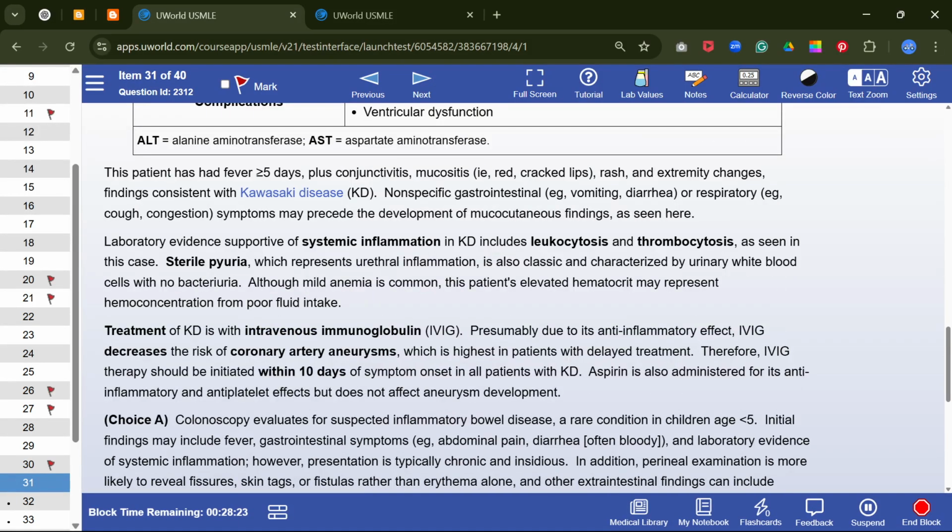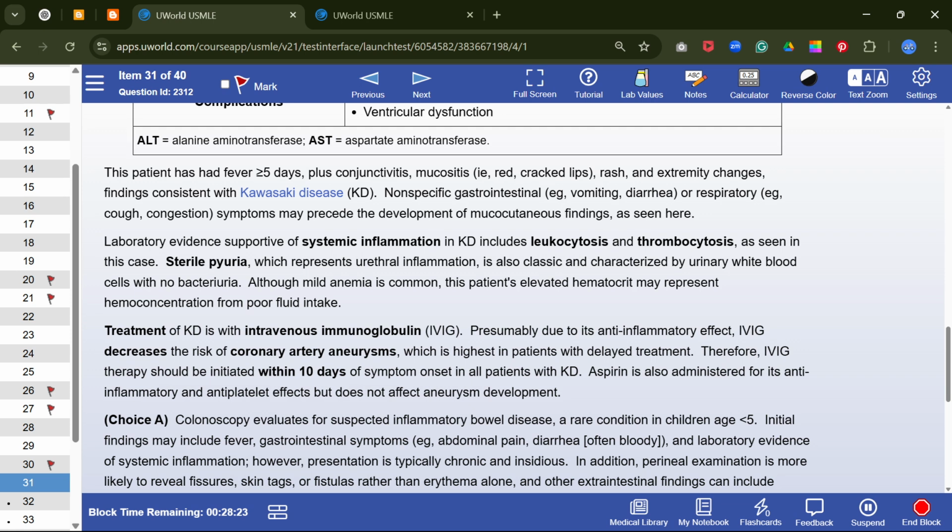Okay, this patient has fever for 5 or more days plus conjunctivitis, mucositis, rash, and extremity changes consistent with Kawasaki disease. Non-specific gastrointestinal (vomiting, diarrhea) or respiratory (cough) symptoms may precede the development of mucocutaneous findings, as seen here.